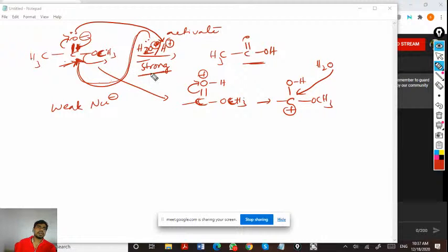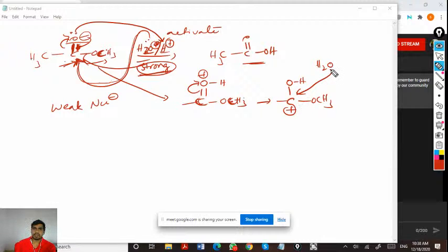If it is a strong nucleophile, it will readily attack the carbonyl carbon. If it is a weak nucleophile, or the carbonyl carbon has more electron density, so that it is not that reactive towards the nucleophilic addition reaction, it needs an activator. Generally any H plus or any acid will activate the carbonyl carbon by protonating it, and then nucleophilic addition will happen.